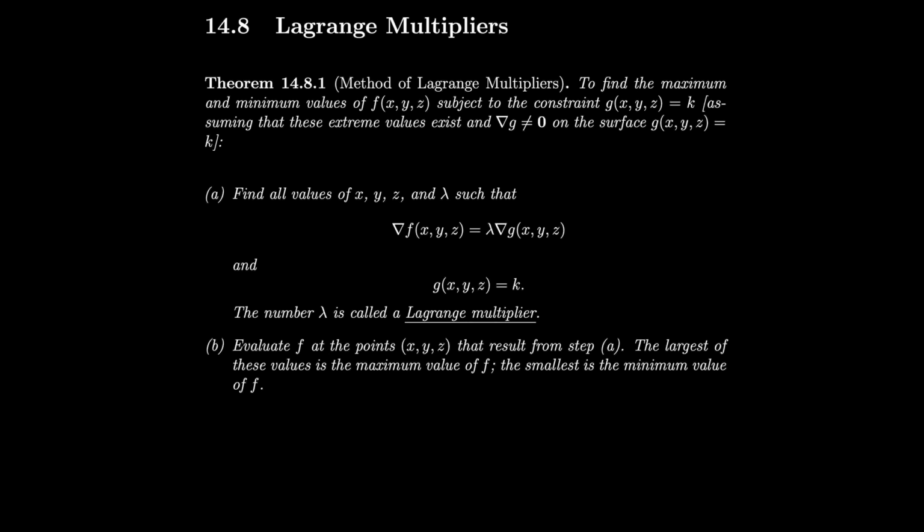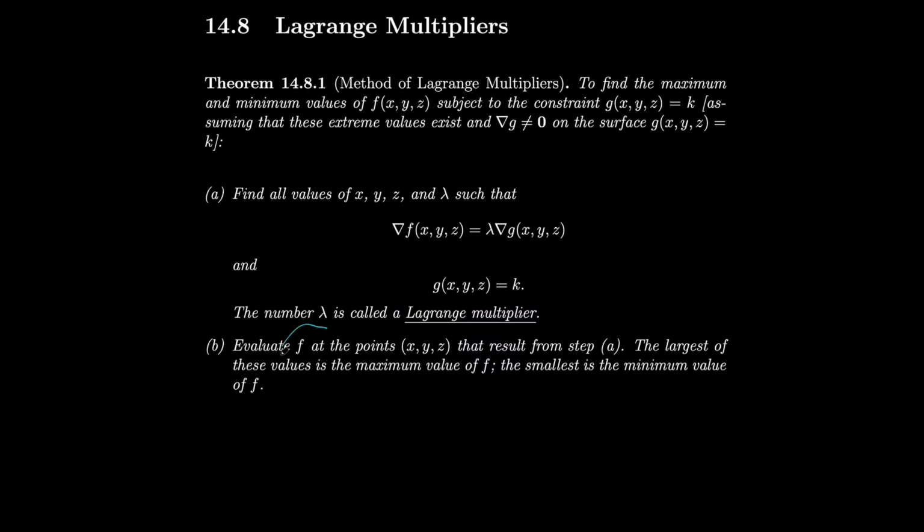Section 14.8, Lagrange Multipliers. To find the maximum and minimum values of f of x, y, z subject to the constraint g of x, y, z equals constant k, assuming that these extreme values exist and del g, the gradient of g, is nonzero on the surface g of x, y, z equals k, you find all values of x, y, z and lambda such that del f, the gradient of f, equals lambda times del g, and g is equal to constant k. The number lambda is called a Lagrange multiplier.